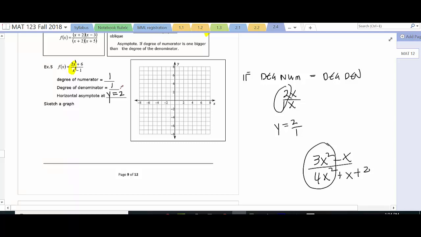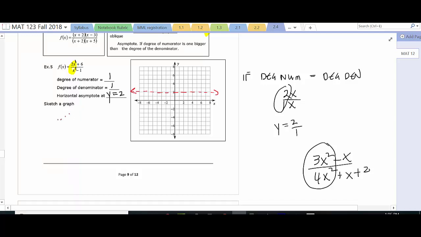What I'm going to have you do this time is make a horizontal line going through y equals 2 like that. We haven't talked about what horizontal asymptotes do, so I'll talk about that next.